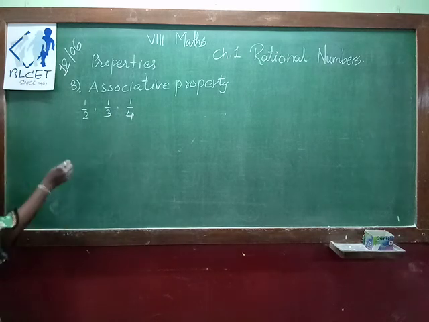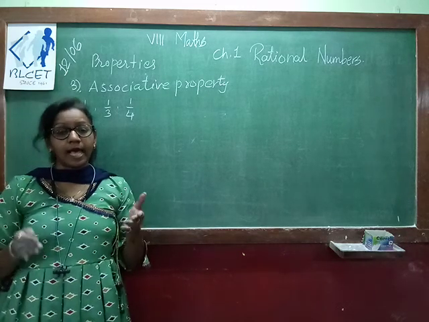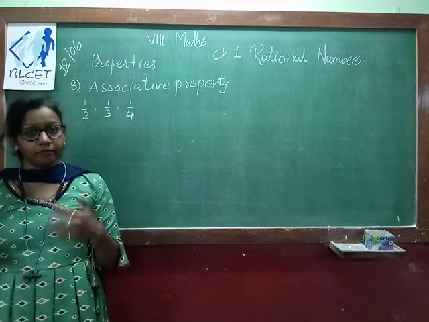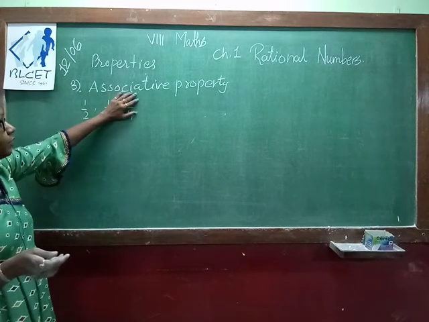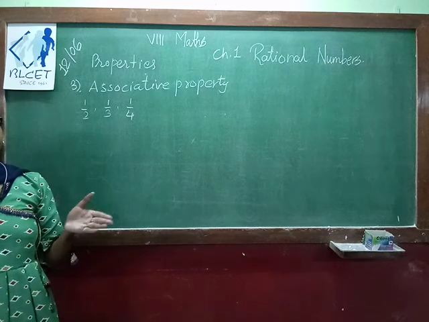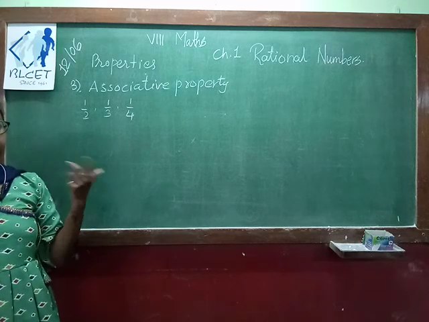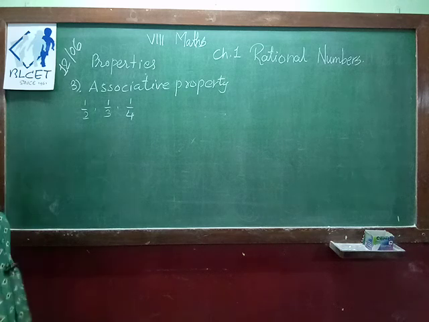Okay, so first, associative property means we have to make a group of any 2 numbers and regroup again, 2 times. So first we group these 2 numbers, second time we group these 2 numbers. So we change the order of grouping and then we check whether the addition is same or not, subtraction is same or not, division is same or not, or multiplication is same or not.